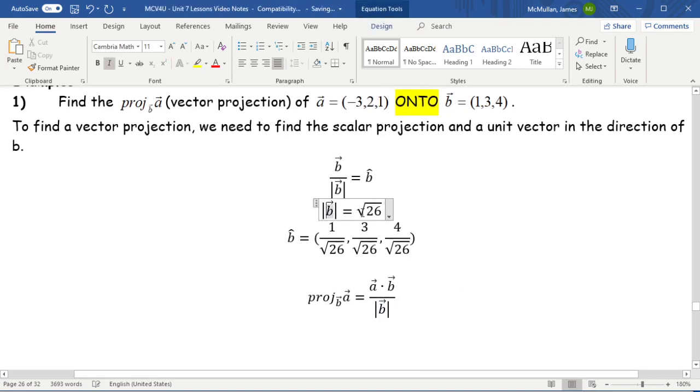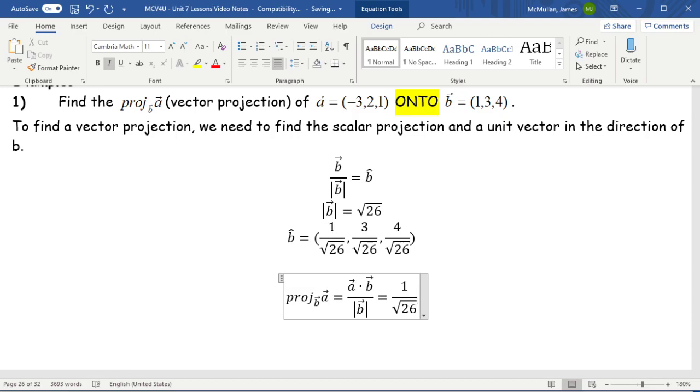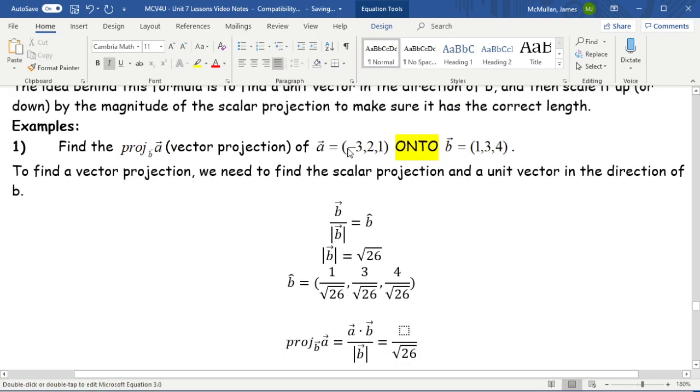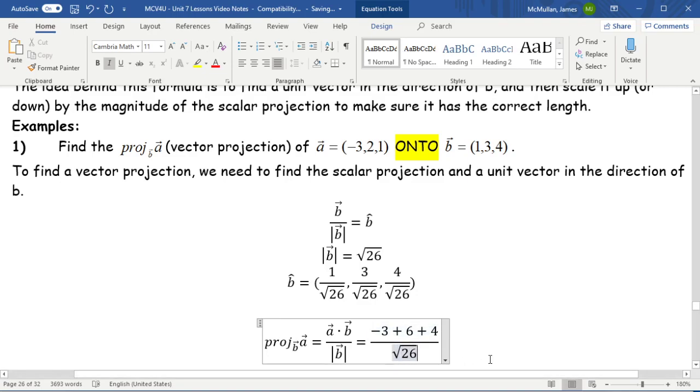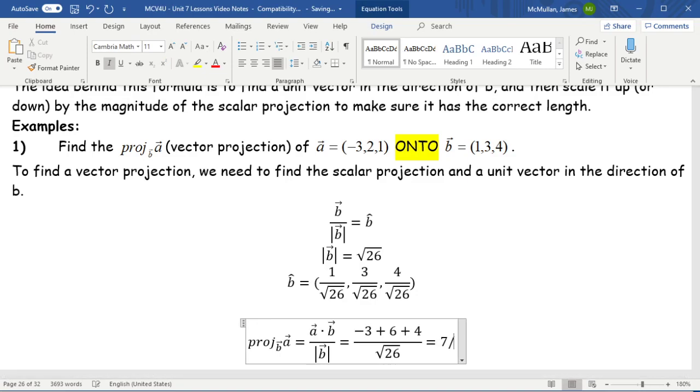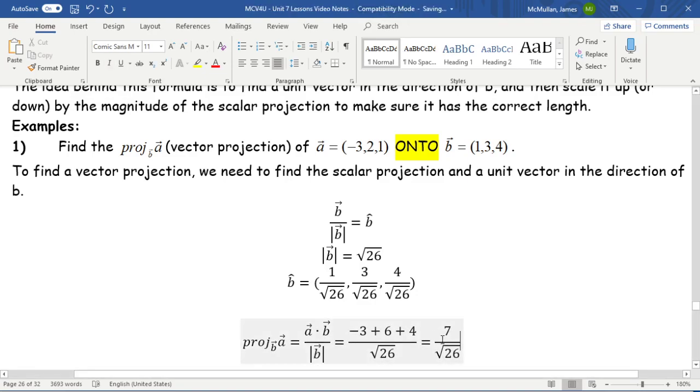I already know magnitude B, right? It's root 26. So I just need their dot product. So again, I already know the answer on the bottom. Let's just say it's a 1 for now. Okay, so what is A dot B now? So let's go through A dot B. Negative 3 times 1 is negative 3. Okay, 2 times 3 is 6, and 4 times 1 is 4. So what you end up with here, the projection, we know, is going to have a magnitude of 7 over square root 26. Okay, so all you had to do to answer this question is those two steps.